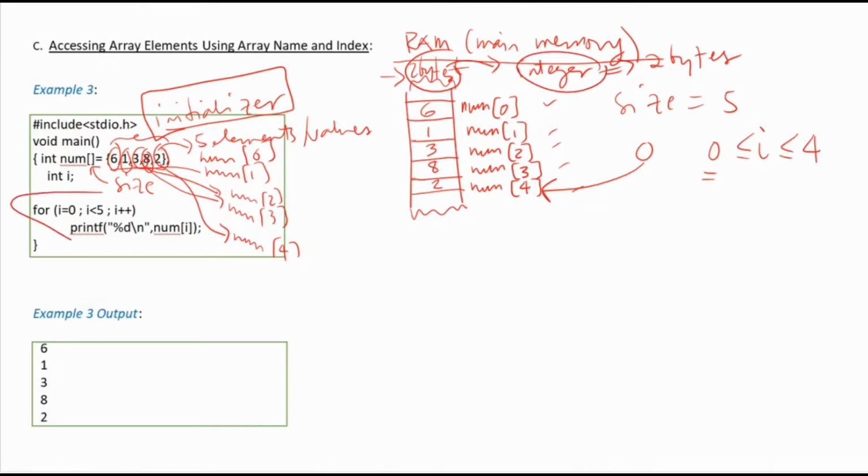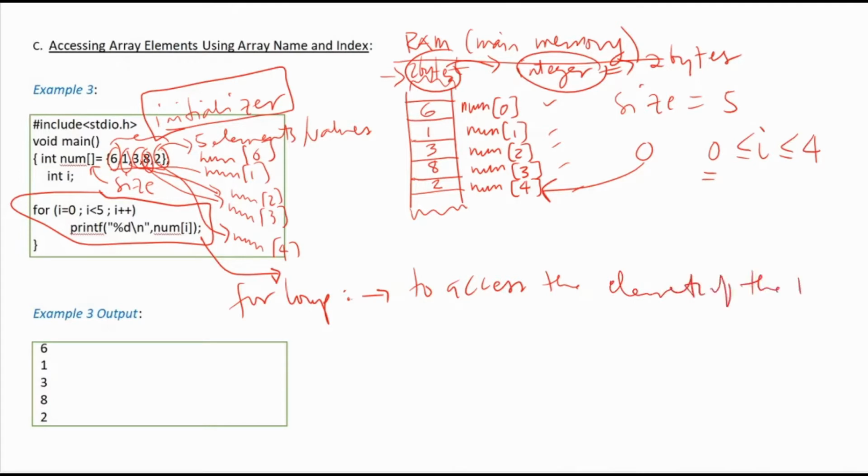So what does this for loop displayed on the screen do, and why are we using a for loop? We use a for loop to access the elements of the 1D array because it is the easiest way to access or to traverse the one-dimensional array. In this case, we use a local variable I as our for loop control variable, and we initialize it to 0 because the index of the first element of the array is 0, and then this is less than 5, which means that your I only goes until 4.